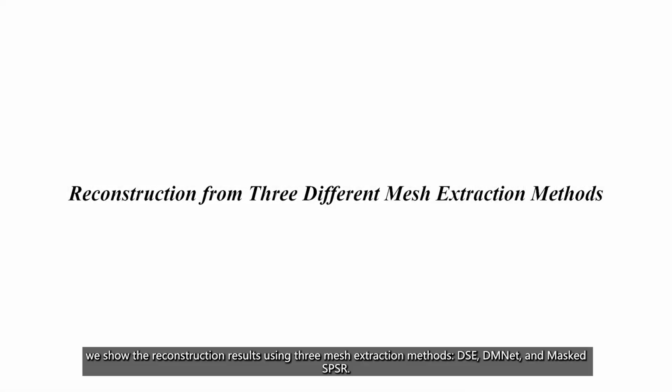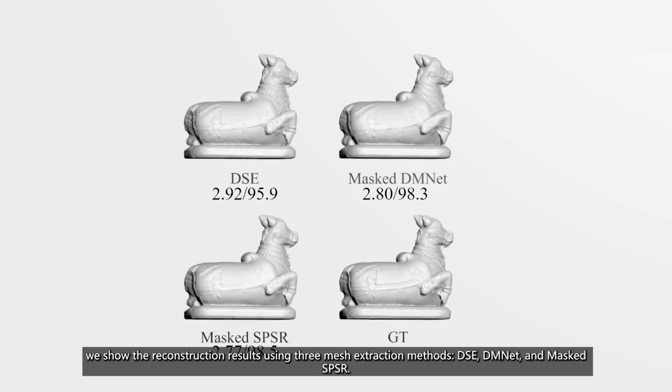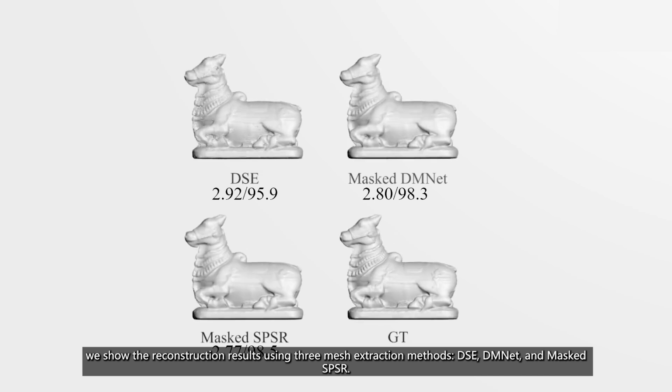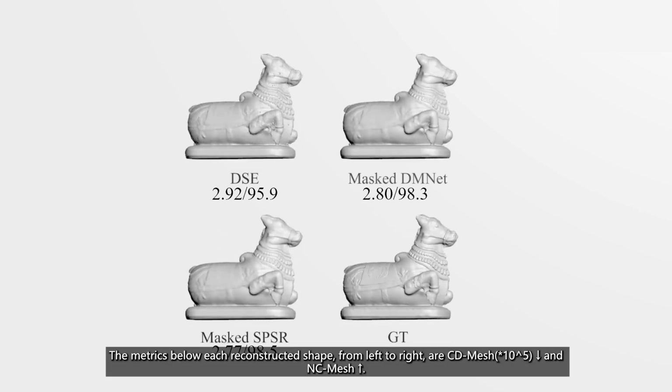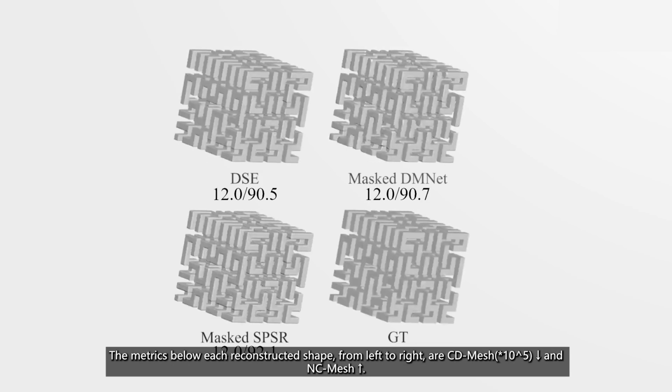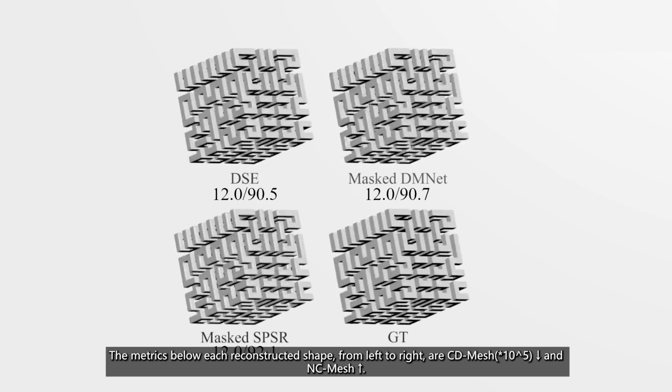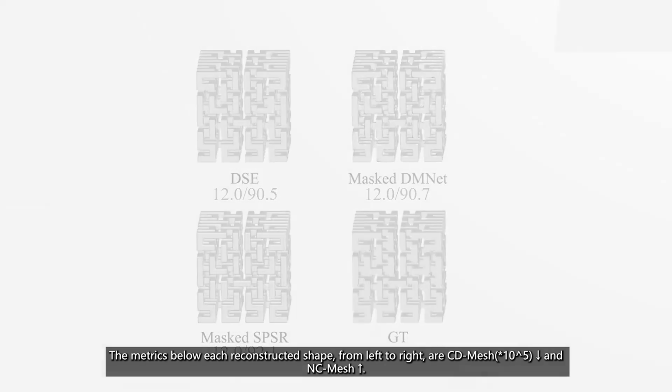Fifth, we show the reconstruction results using 3 mesh extraction methods, DSE, DMNet, and masked SPSR. The metrics below each reconstructed shape, from left to right, are chamfer distance of mesh and normal consistency of mesh.